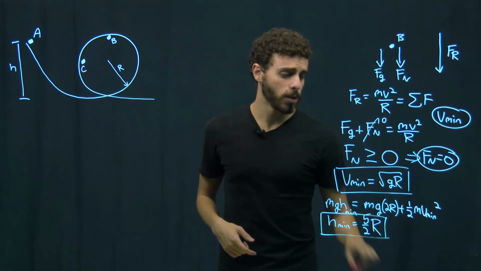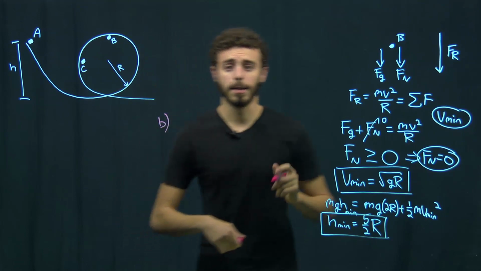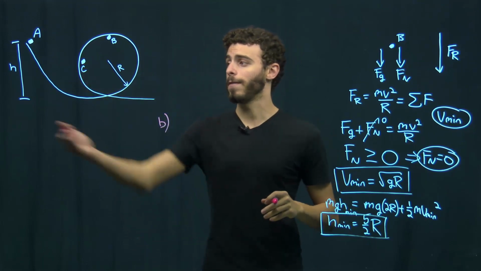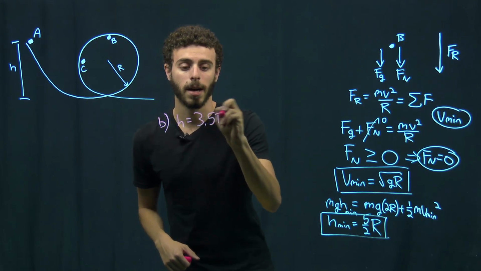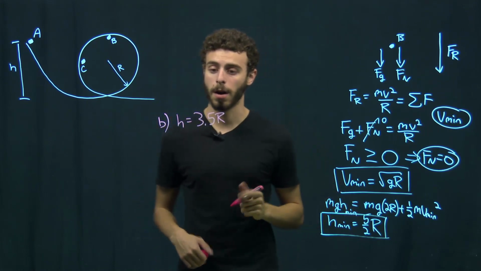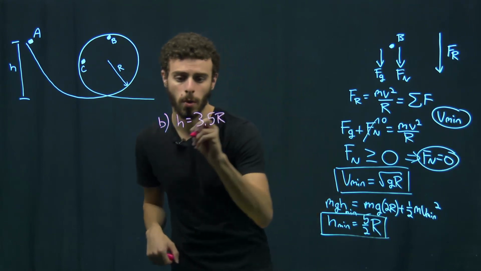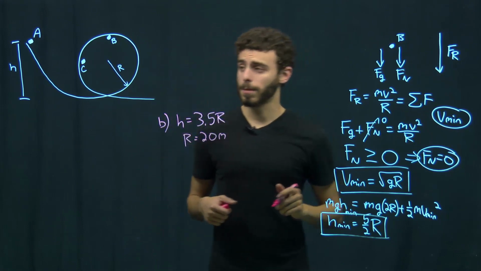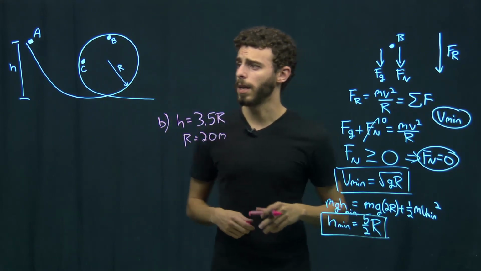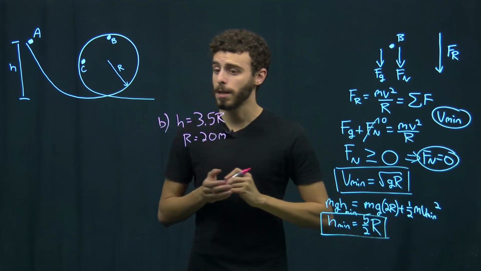So now let's switch colors to talk about part B. For part B, we were asked, at point C, we're given some height, which was 3.5 r. So they tell us we have a height of 3.5 r, and they give us the value of our r, and the value of our r is 20 meters. And they say, given these parameters, what is the radial acceleration and tangential acceleration at point C.